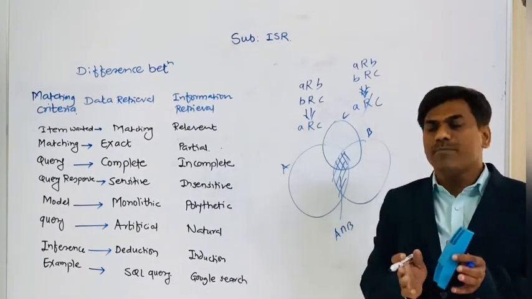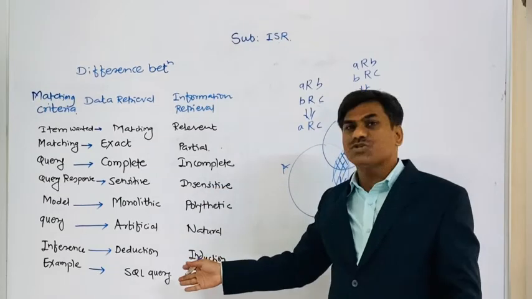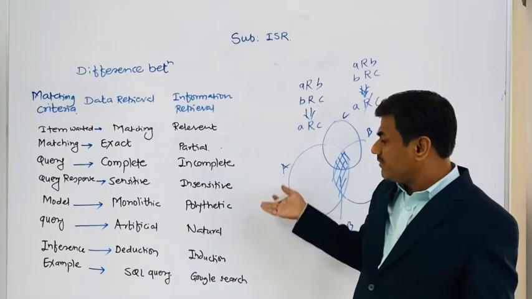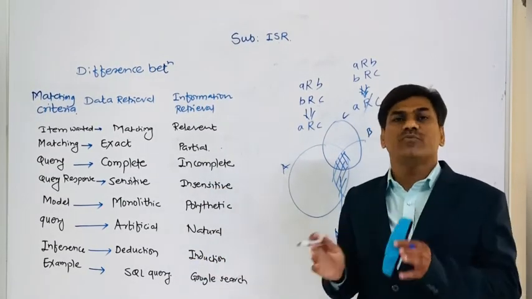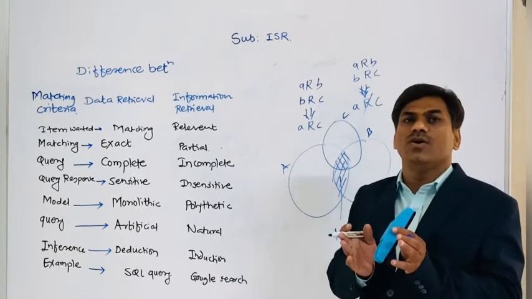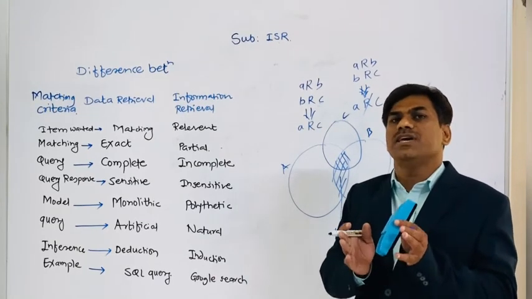And a very good example of data retrieval is the SQL query, and information retrieval is any query that we are firing through a search engine like Google, Hotbot, Bioweb, Yahoo and Ask.